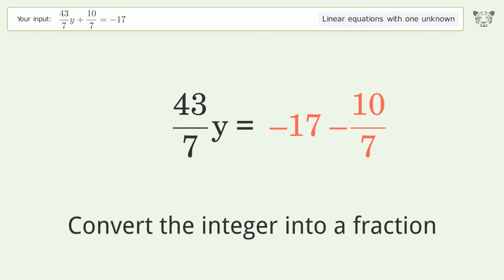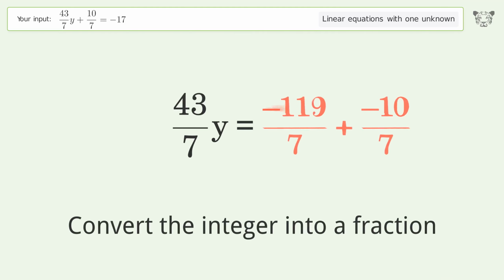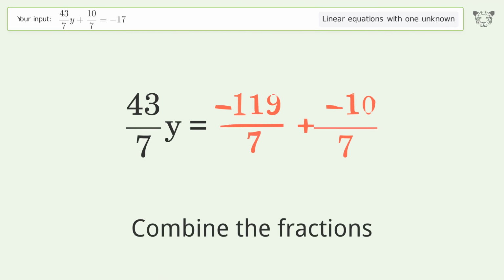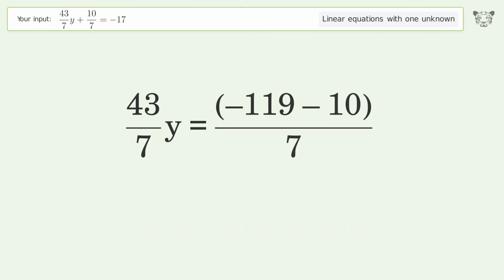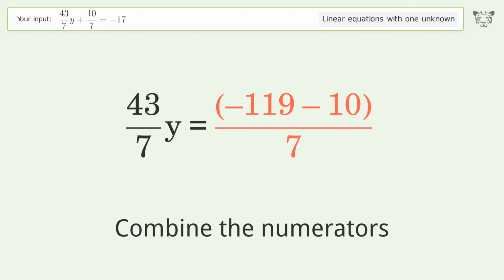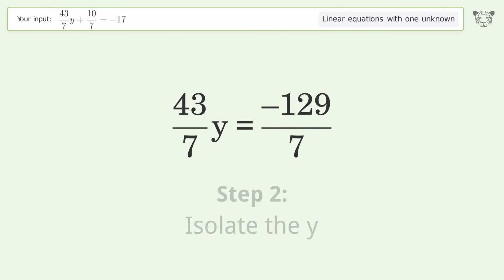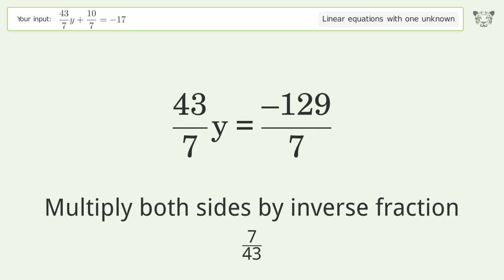Convert the integer into a fraction. Combine the fractions. Combine the numerators. Isolate the y. Multiply both sides by inverse fraction 7/43.